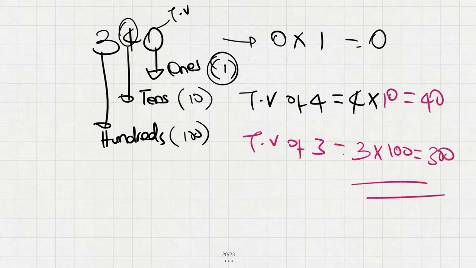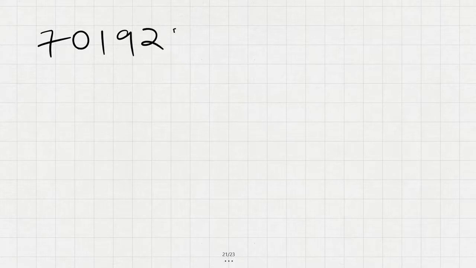Interesting. Now, given any number, even if it's big, we should be able to take our time to calculate the total value. Let's use another example, since we said we need to practice. Let's say a number like 70,192,807. I almost wrote my phone number. We put the commas.